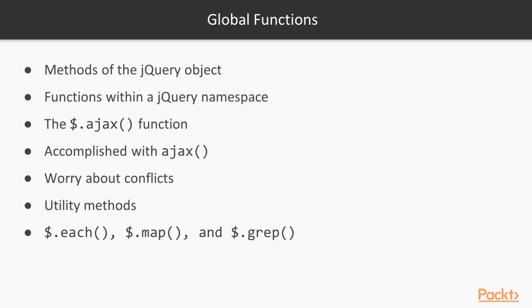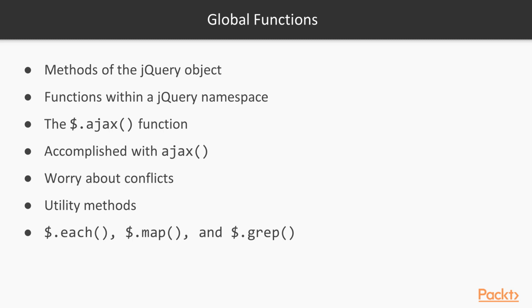Some of the built-in capabilities of jQuery are provided via what we have been calling global functions. As we've seen, these are actually methods of the jQuery object, but practically speaking, they are functions within a jQuery namespace. A prime example of this technique is the $.ajax function.